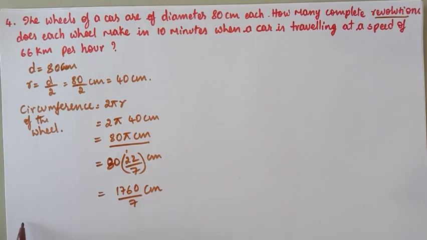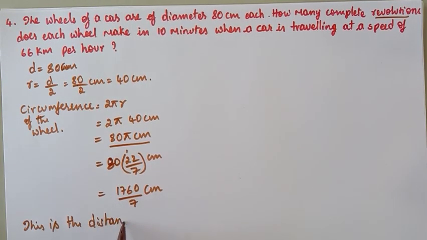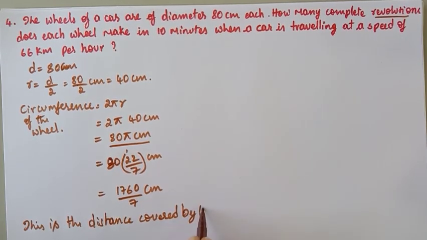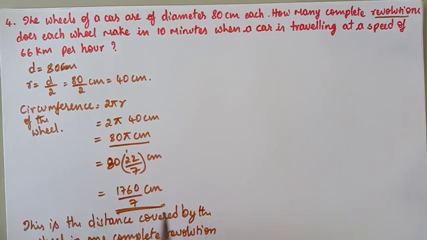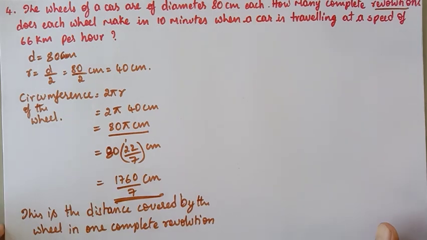This is the distance covered by the wheel in one complete revolution. This circumference of the wheel is the distance covered by the wheel in one complete revolution. Nothing other than that is covered.